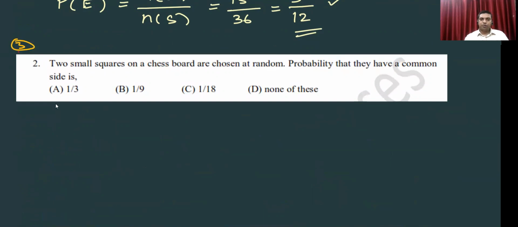Next one. Two small squares on a chessboard are chosen at random. Probability that they have a common side. Now, this is a permutation, basically a permutation combination question.